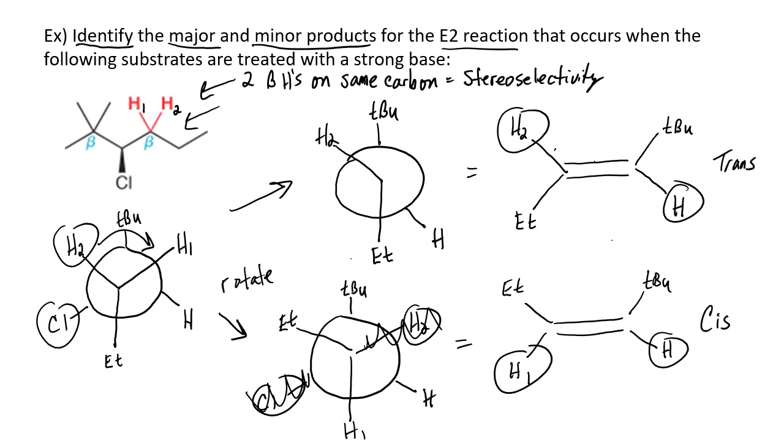This occurred because I had two beta hydrogens on the same carbon, which gives rise to stereoselectivity. And you could probably guess what the major product here is going to be. It's the trans. And our minor product is the cis.